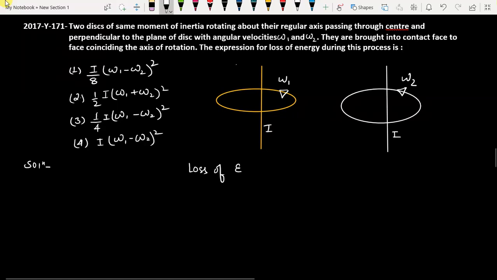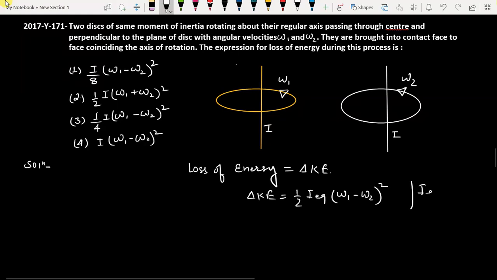So loss of energy, that will be delta K. So this will be how much? It is half I equivalent, we know that it's a formula, omega 1 minus omega 2 whole square, and if you don't know the formula we have to remember this, right? Now how to find this I equivalent? We know that this is I1 I2 by I1 plus I2.